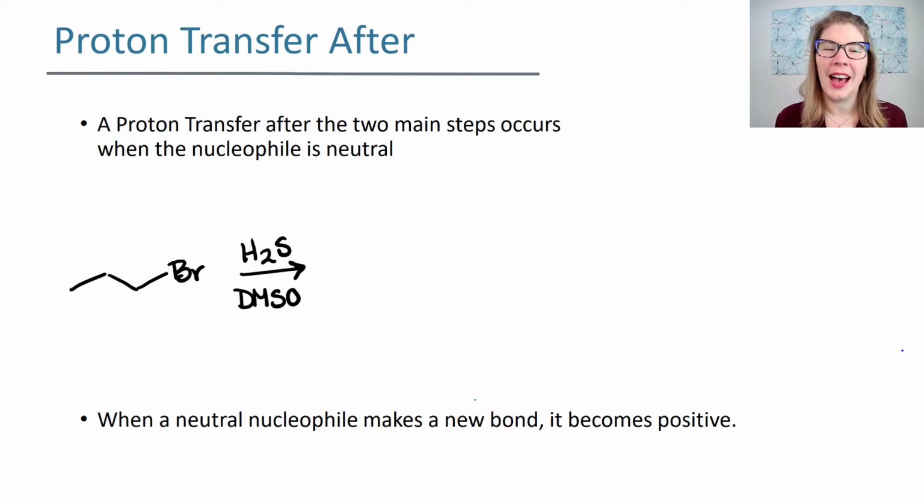We can also have a proton transfer happen after the combined step. I want to show you an example here. I have my H2S, which is going to be my nucleophile. You don't know yet that DMSO is a solvent. We're going to look at that in the next video. The H2S is going to be my nucleophile. Here is my bromine that's pulling electron density its direction. So the carbon that bears the partial positive charge is going to be your electrophile.